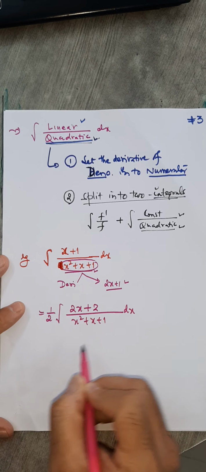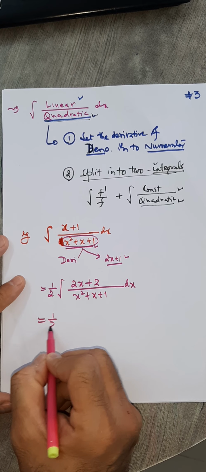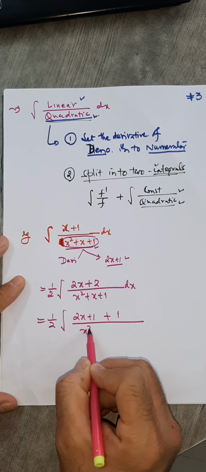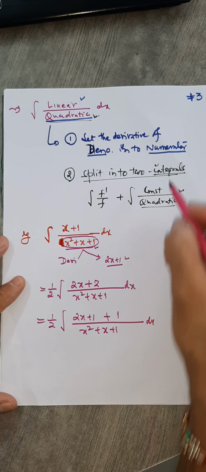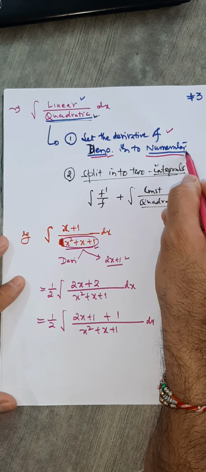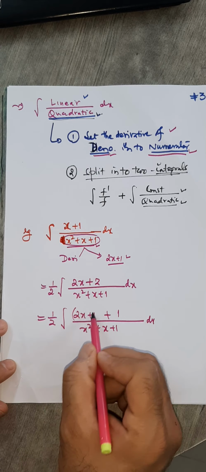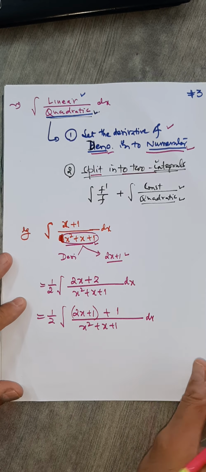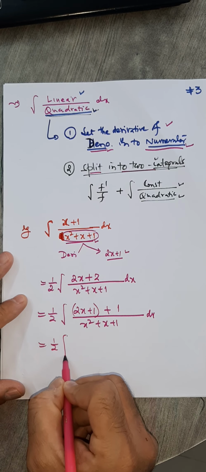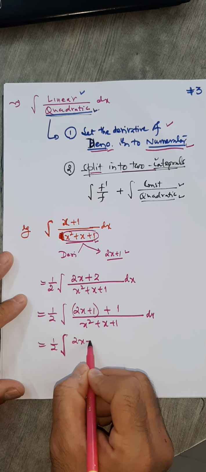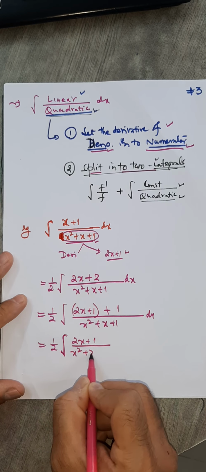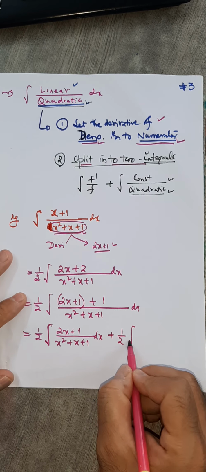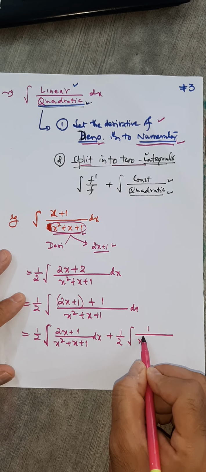What did I do? Multiplying and dividing by 2. So here 1 by 2 as it is, and here I can rewrite 2x plus 1 plus 1. So what I did is set the derivative. Step number 1: set the derivative of the denominator into the numerator. Then split into two integrals. So 1 upon 2 here, times 2x plus 1 upon x square plus x plus 1, half is already there, half outside, plus this is nothing but 1 upon x square plus x plus 1.